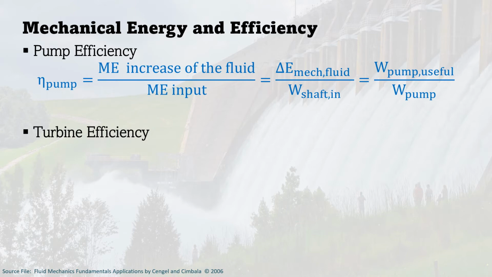So that is the work of the shaft in order to rotate the pump. The output is the increase in the energy of the fluid, because the purpose of the pump is to increase the mechanical energy of the fluid by the rotation of the shaft. So it can also be written in this form: the useful pump work, which is the output, divided by the work needed for the pump, which is the electrical input in the pump.